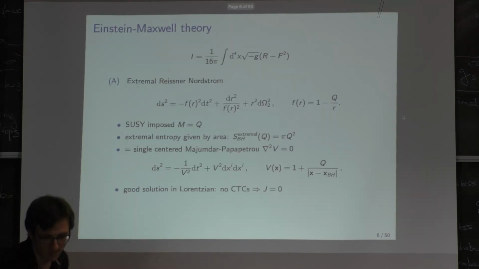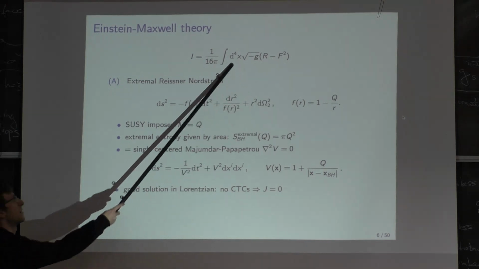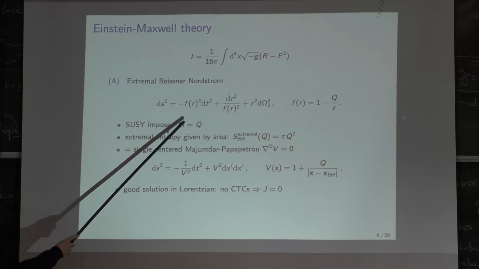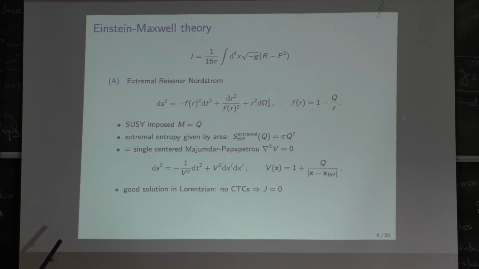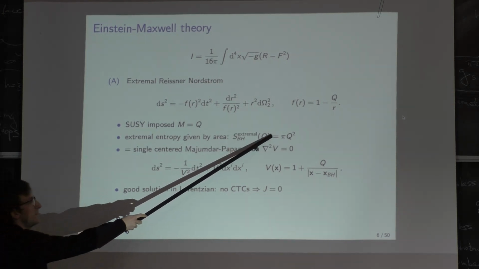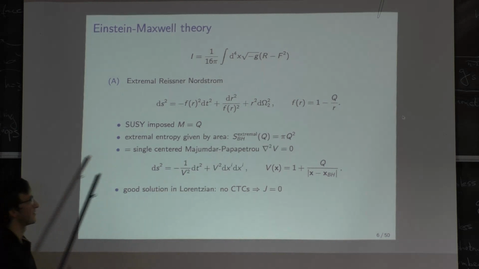Starting with Einstein-Maxwell theory, the bosonic part of the action is simply described by Einstein-Maxwell theory. In this theory, the most familiar example of a supersymmetric solution is given by the extremal Reissner-Nordström black hole, which is described by this simple metric. Here, supersymmetry imposes that the mass is equal to the charge, and correspondingly, the extremal entropy is given by the area of the horizon, π Q².